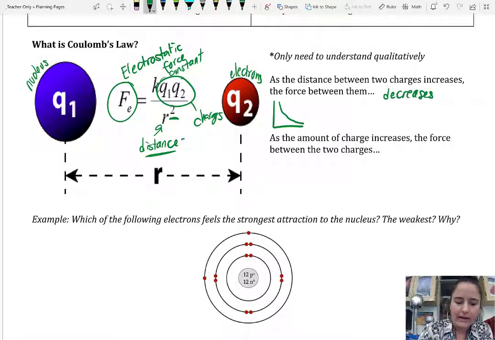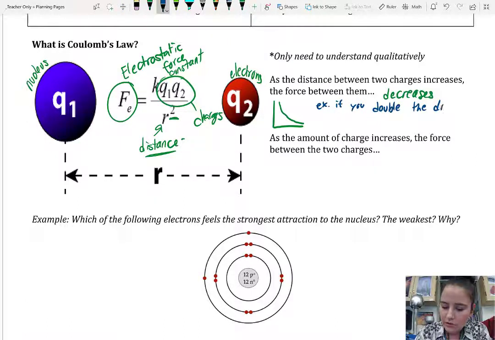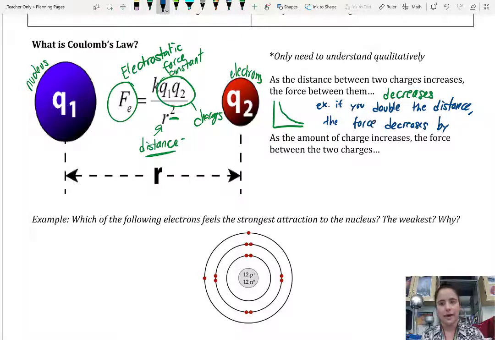So basically, for example, if you double the distance, the force decreases to 1/4 of what it was, okay? So if you put the double there, it's squared in the equation, so it's going to decrease by 4 times that.